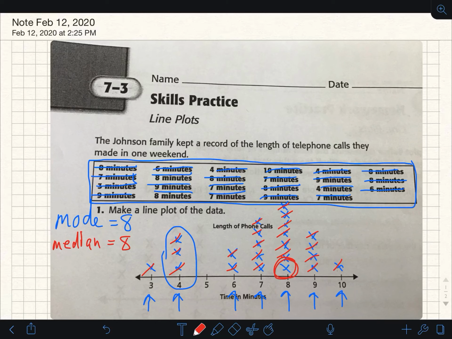The range of this data is the difference between the biggest, the longest call, and the shortest call. So to find the range, we would do 10 minus 3, and that would give us 7. So our range equals 7.